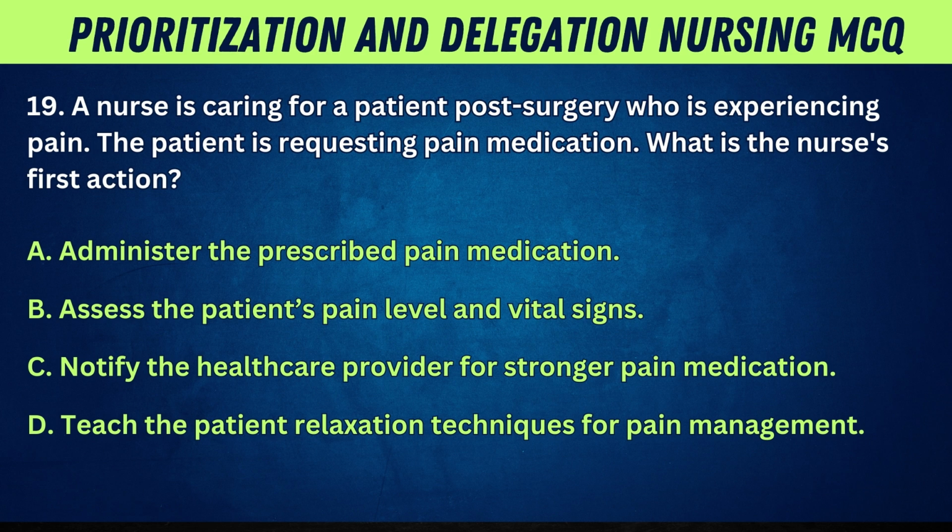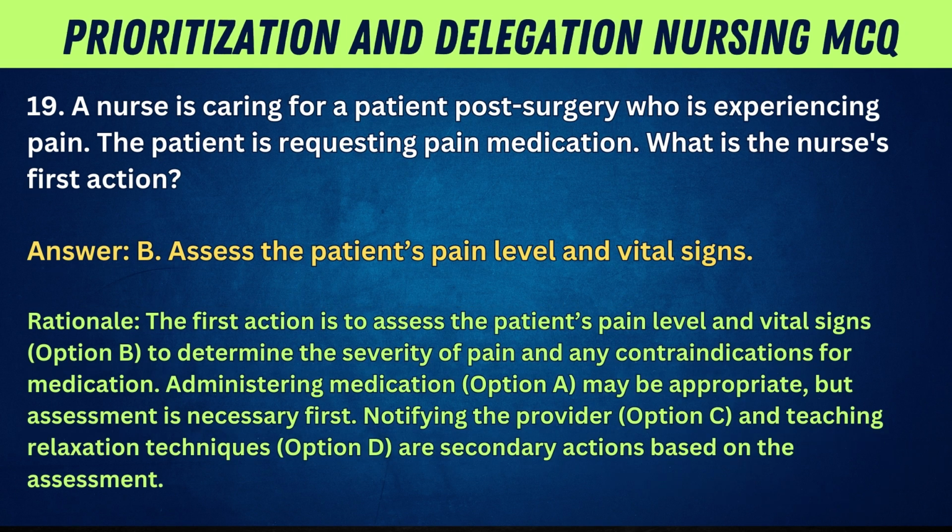A. Administer the prescribed pain medication. B. Assess the patient's pain level and vital signs. C. Notify the healthcare provider for stronger pain medication. D. Teach the patient relaxation techniques for pain management. Answer. B. Assess the patient's pain level and vital signs.